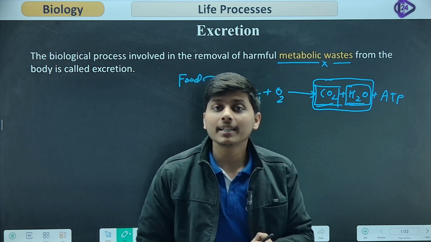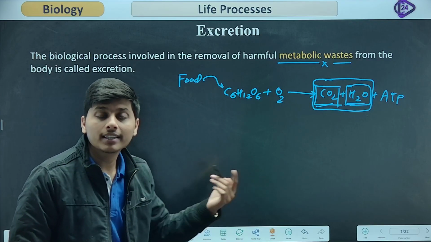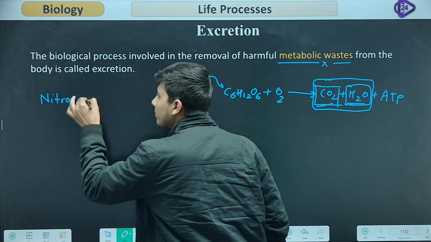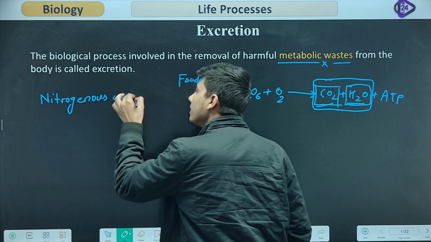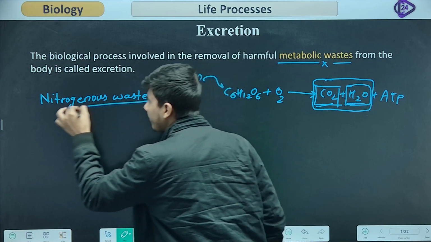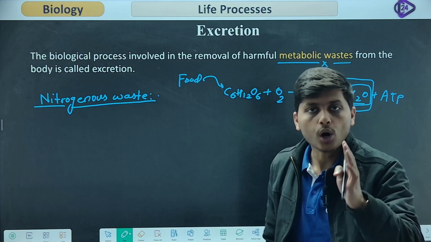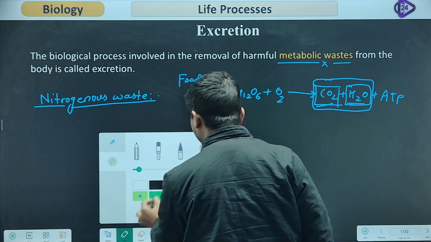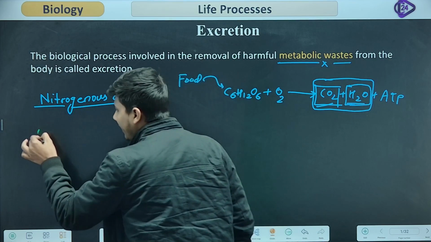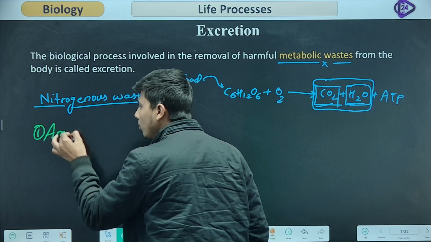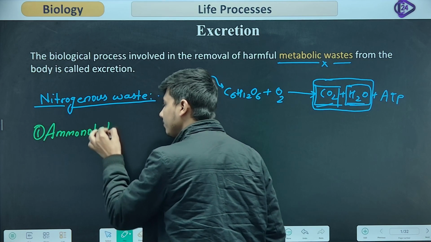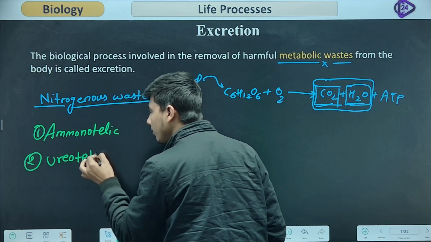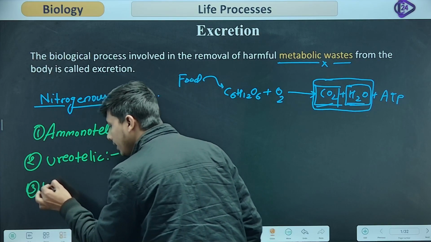Now what is an excretory product? The waste generated in our body is called nitrogenous waste. On the basis of nitrogenous waste, the organisms are classified into three main categories. Let us discuss one by one. The first category of animals is called ammoniotelic. The second category is ureotelic. And the last one is called uricotelic.